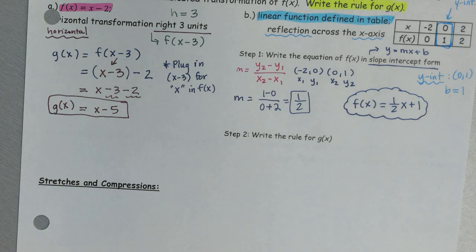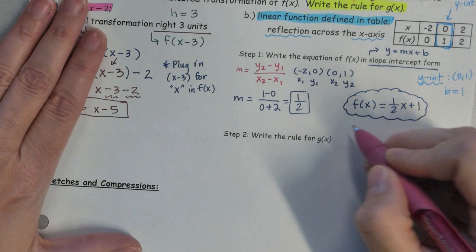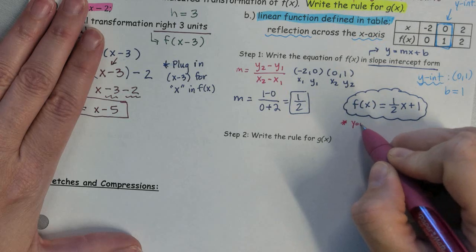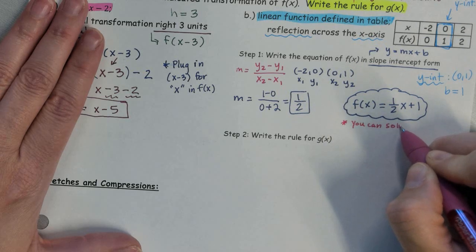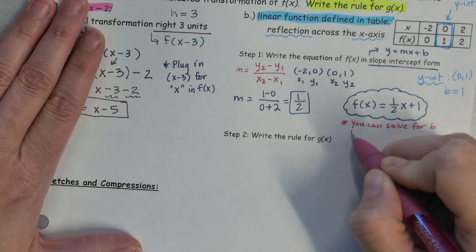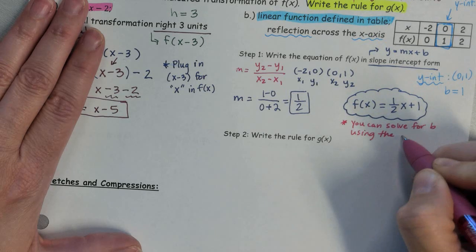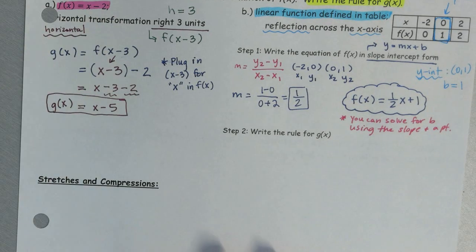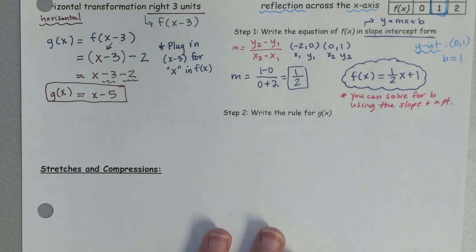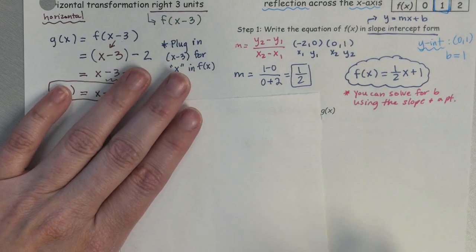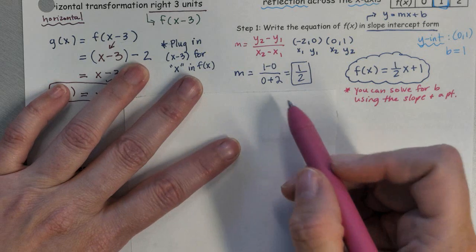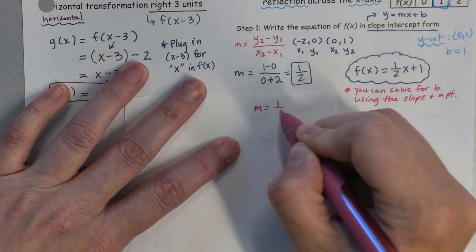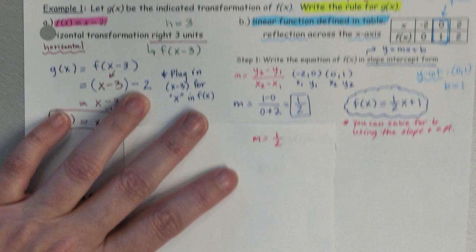Now, if you don't have the y-intercept in the table, okay, you can solve for b using the slope and a point. And it can be any point on the table. I'm going to show you how to do it, but you don't have to write it down. I'm just going to show you how. So let's say in our table we didn't have the y-intercept, okay? Then I would take my slope, which is 1/2, and I would pick any point on my table.